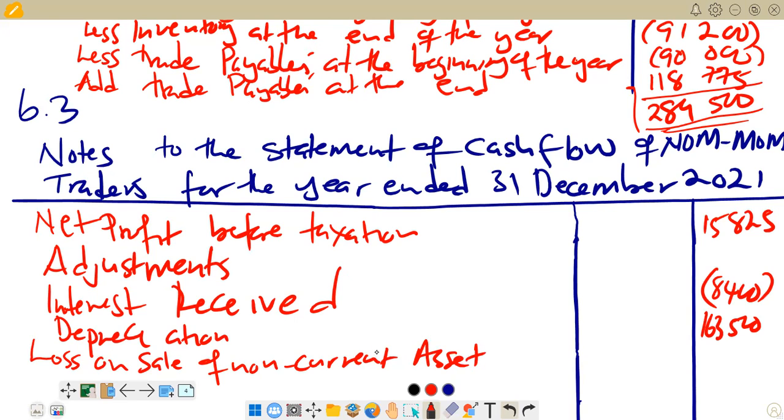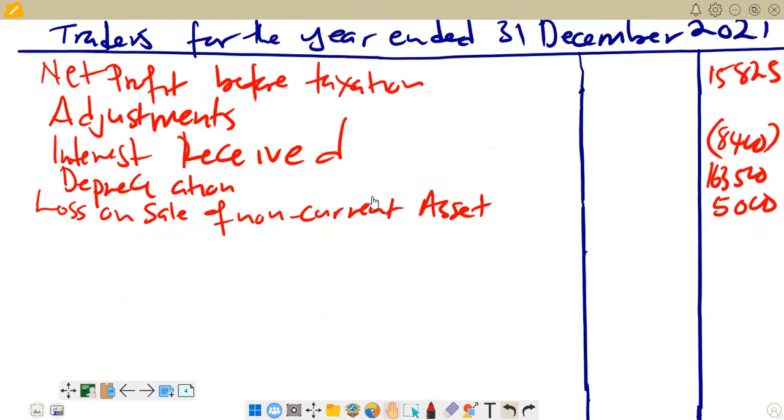So the figure that we have there on loss on sale of non-current asset is 5,000. And remember, I said it was subtracted there, so we are adding it back. So that is what we have. And then we try to look for another adjustment that we have there.